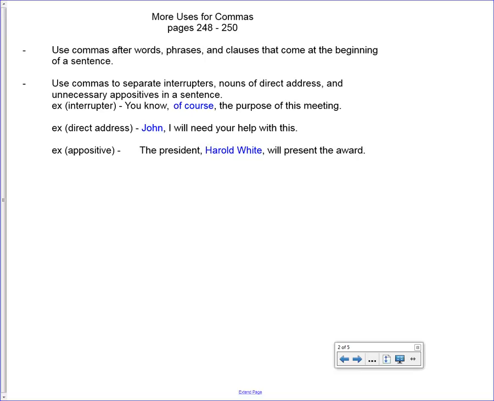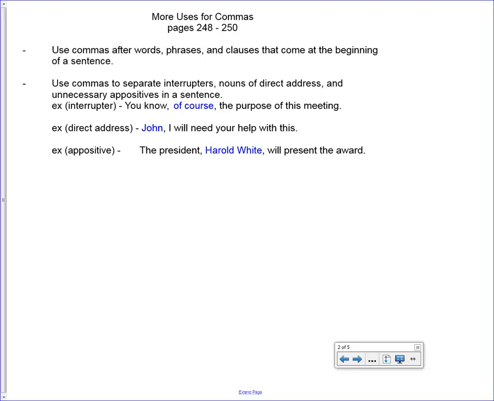This lesson on more uses for commas comes from the 8th grade Houghton Mifflin English book. Use commas after words, phrases, and clauses that come at the beginning of a sentence. Use commas to separate interrupters, nouns of direct address, and unnecessary appositives in a sentence.